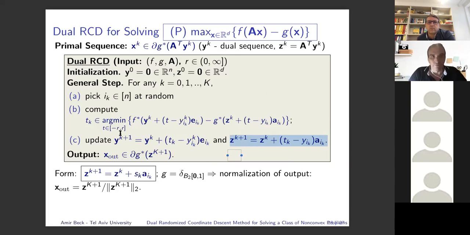What is the output? So this is iterated a, b, and c. The output is just to take a subgradient of G star at z(k+1). And actually, in two of our examples, g was the indicator of the L2 norm ball. So G star is actually the L2 norm. And the subgradient, unless the vector is 0, is just normalization. So in the examples, again, that g was the indicator of the L2 norm, at the end we perform normalization. So this is, just a minute.